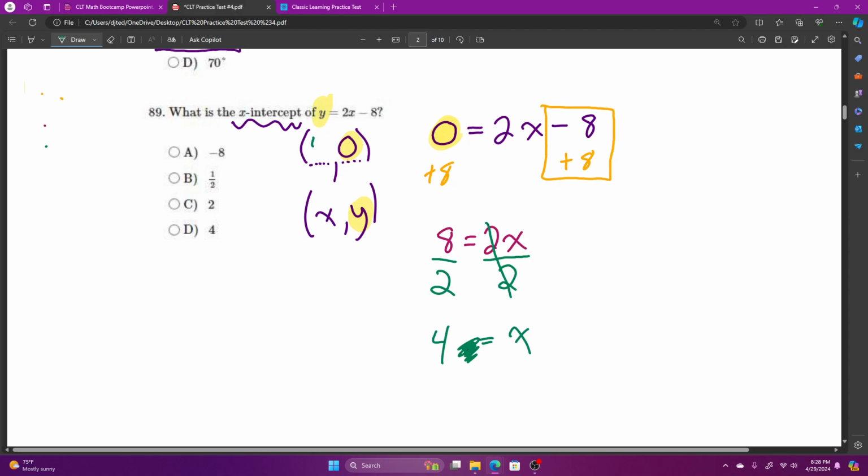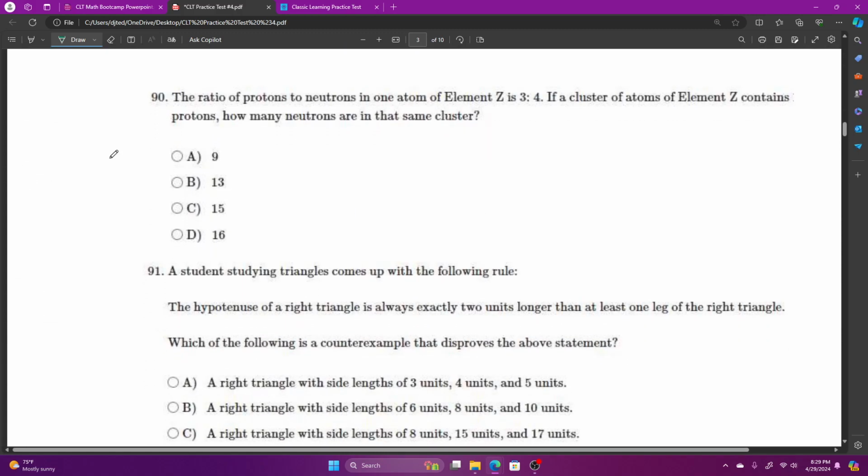So our x-intercept is that X is 4 when Y is 0. And moving forward to question number 90.